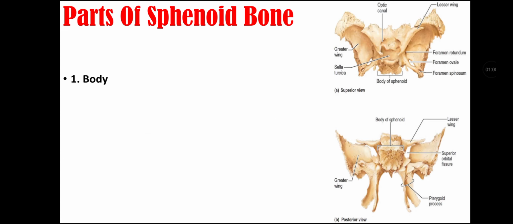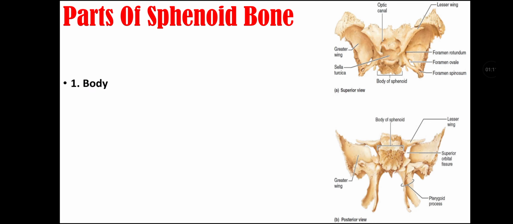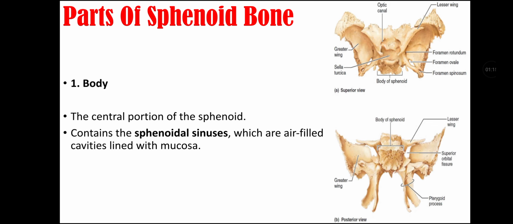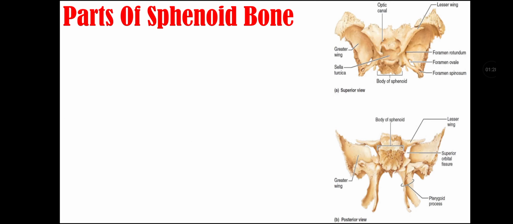Parts of sphenoid bone include body, greater wings, lesser wing, and pterygoid processes. First is body. It is the central portion of sphenoid bone. It contains the sphenoidal air sinuses, which are air-filled cavities lined with mucosa. On its superior surface there lies the sella turcica, that is a saddle-shaped depression that houses the pituitary gland.